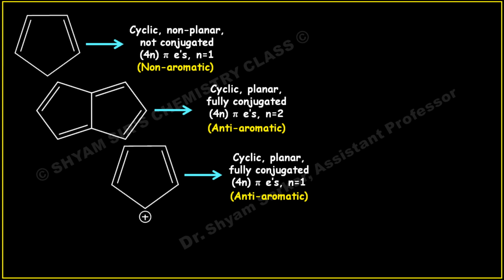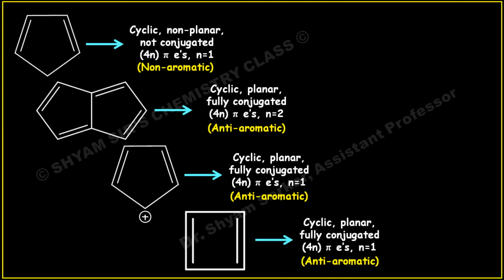The last one is also anti-aromatic. We know this is a very well-known compound, cyclobutadiene. It is also cyclic, planar, fully conjugated, having 4n pi electrons where n equals 1. So all these 3 options, B, C, D, fall in the anti-aromatic category. Our answer is B, C and D. This is how we can solve this type of question very easily, and you will get full marks if you do it this way. You can use either that chart or this method. Whatever is easy for you, you just adopt it, and I hope you will learn the technique to solve this type of problem.